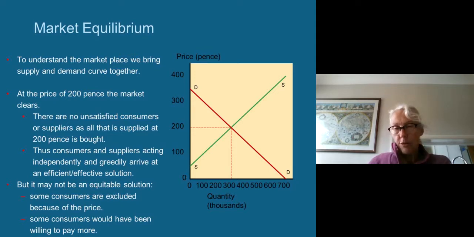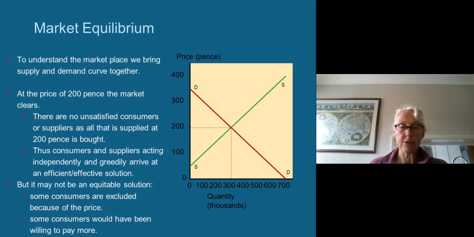So what we're going to do is look at this point where they cross. This is the market equilibrium. So here we've got a price of 200 pence or £2, and then you've got a quantity of 300 that are being demanded. So you could imagine this in terms of, say, your ticket sales. And effectively at this point there's no unsatisfied consumers. Everyone who wants to get a ticket at that price is buying it, and the suppliers are happy because all they want to supply are being bought. So this is this sort of equilibrium point.